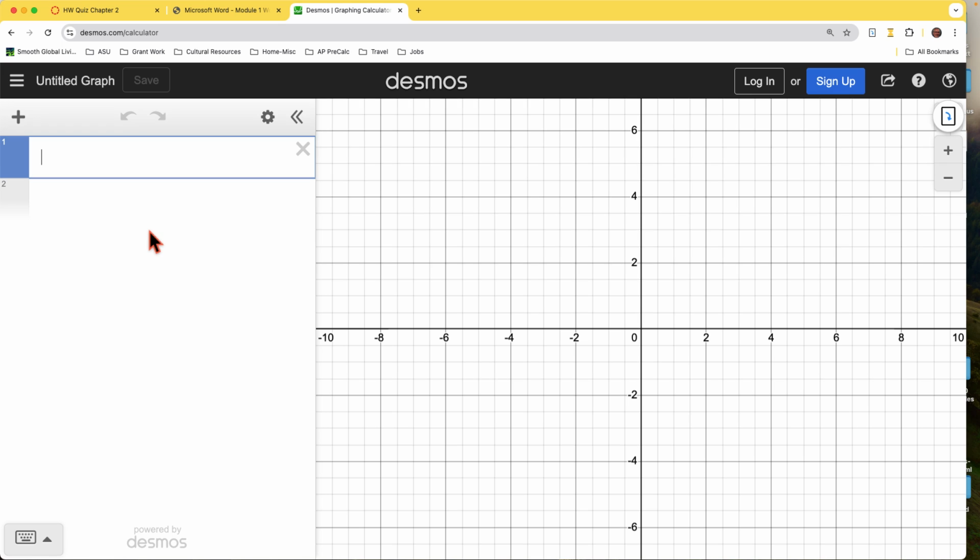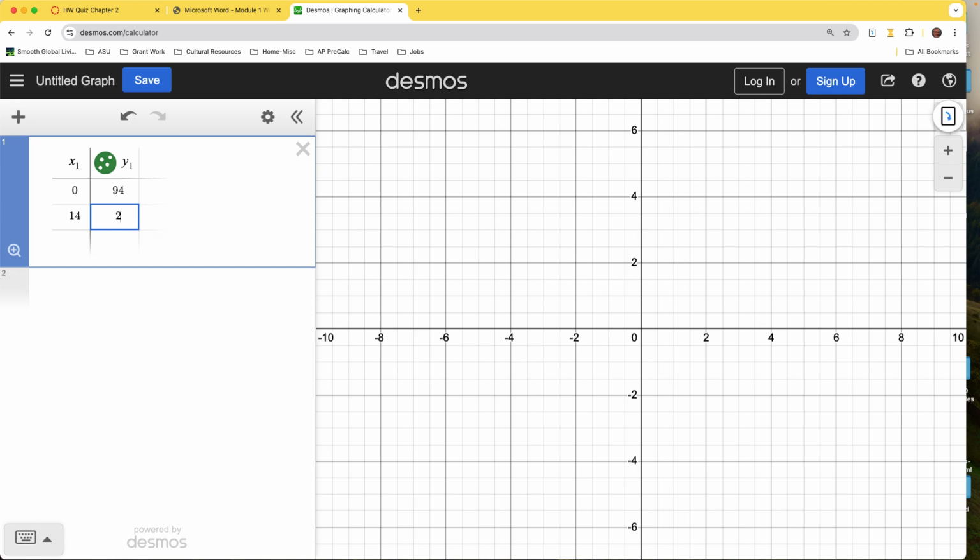So what we want to do is give Desmos the points. I'm going to click on this plus, and I'm going to ask for a table, x1, y1. So these are the points we put in. Remember, one of the points was 0, 94, and the other one was 14, 284.